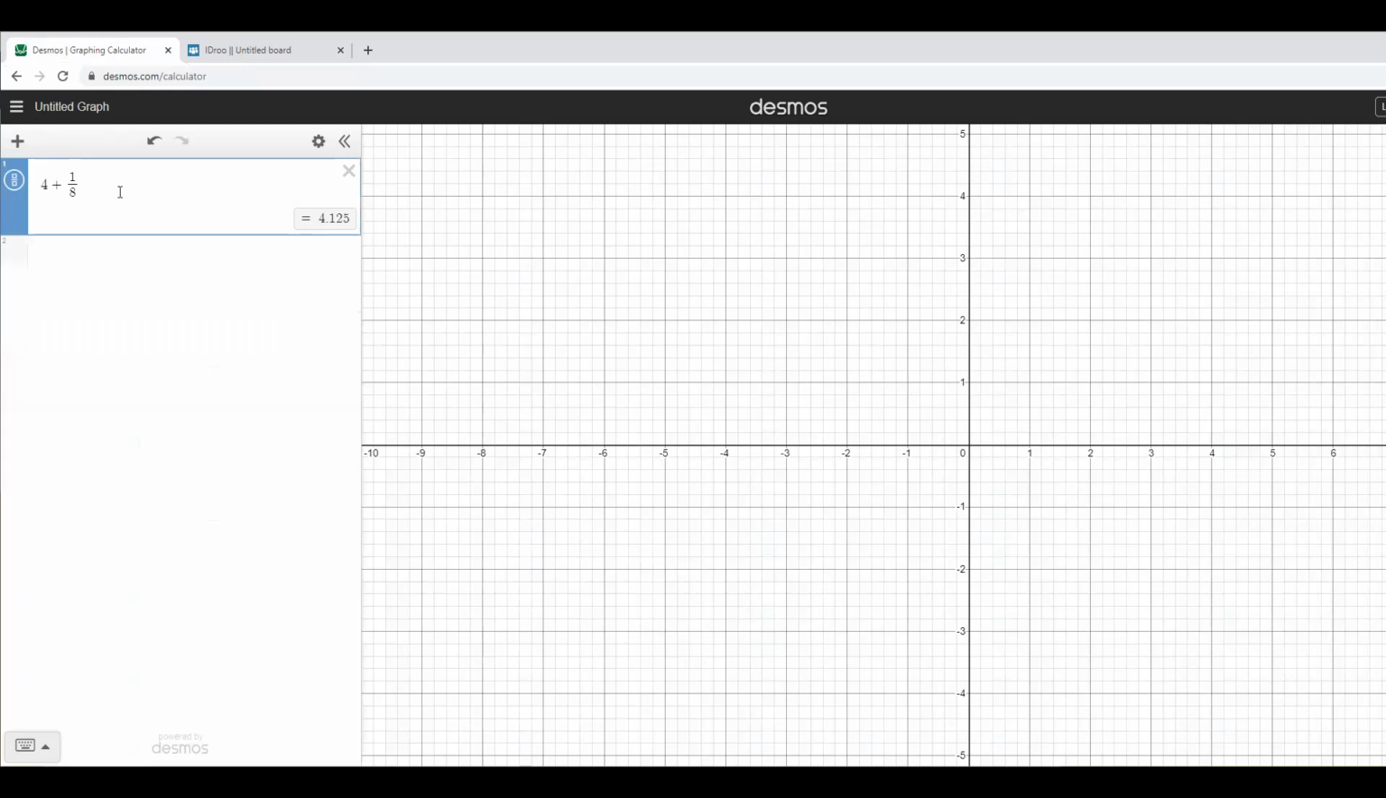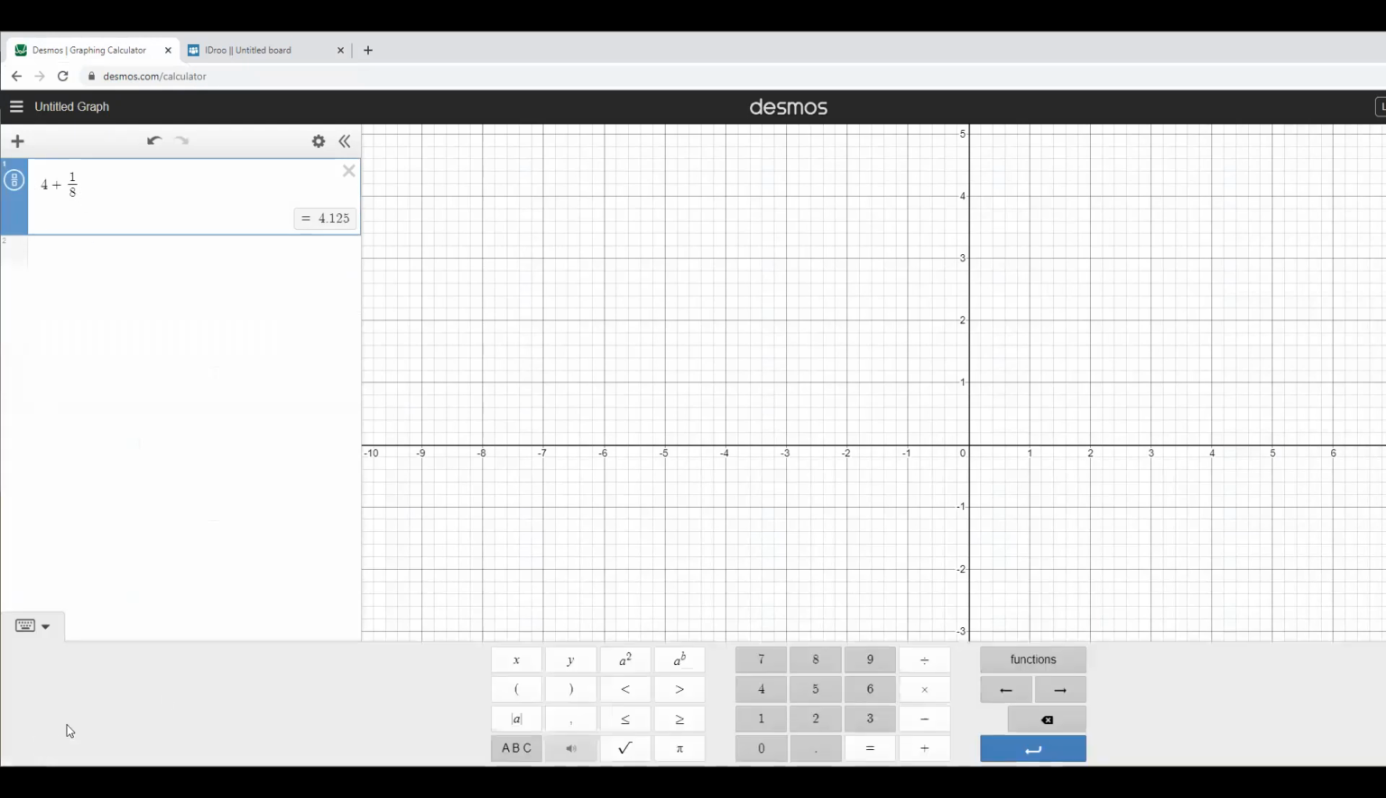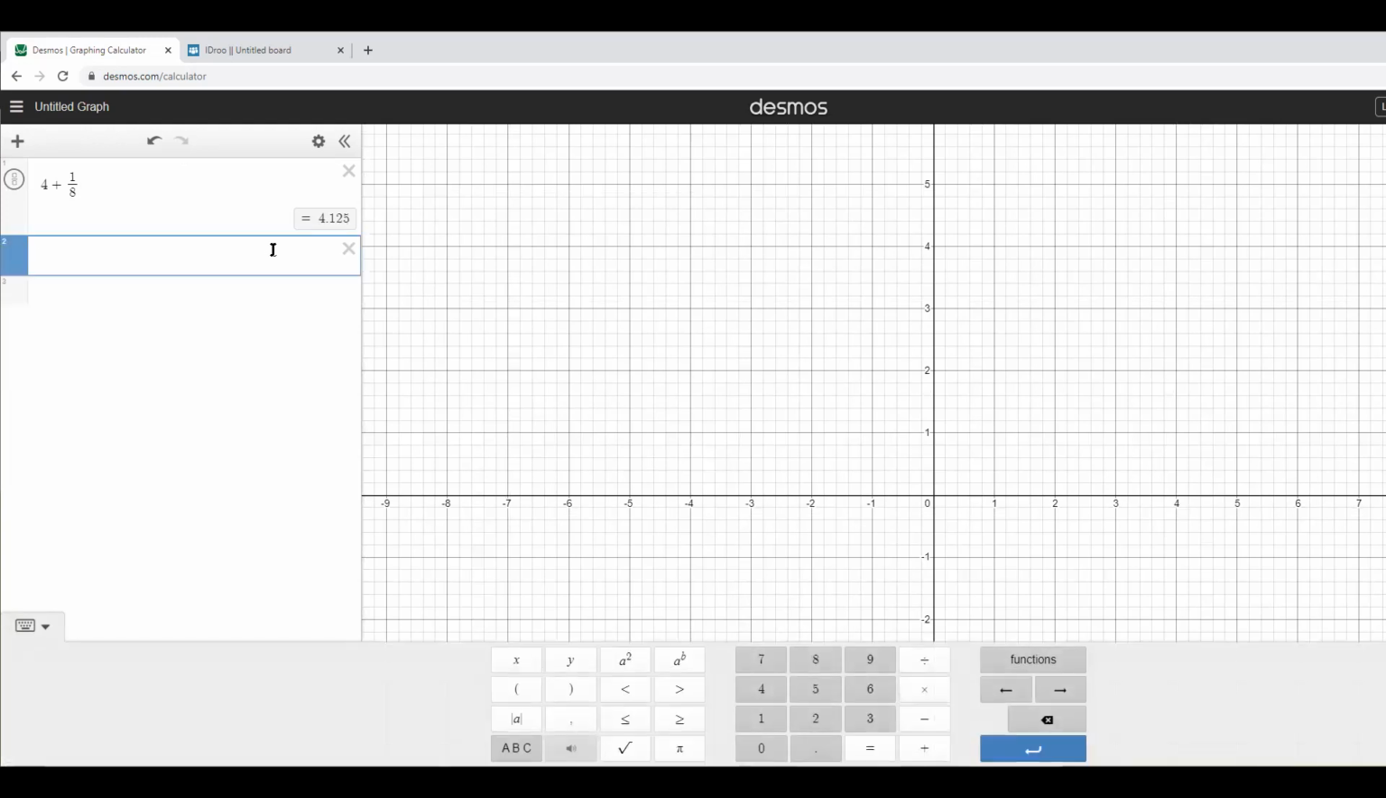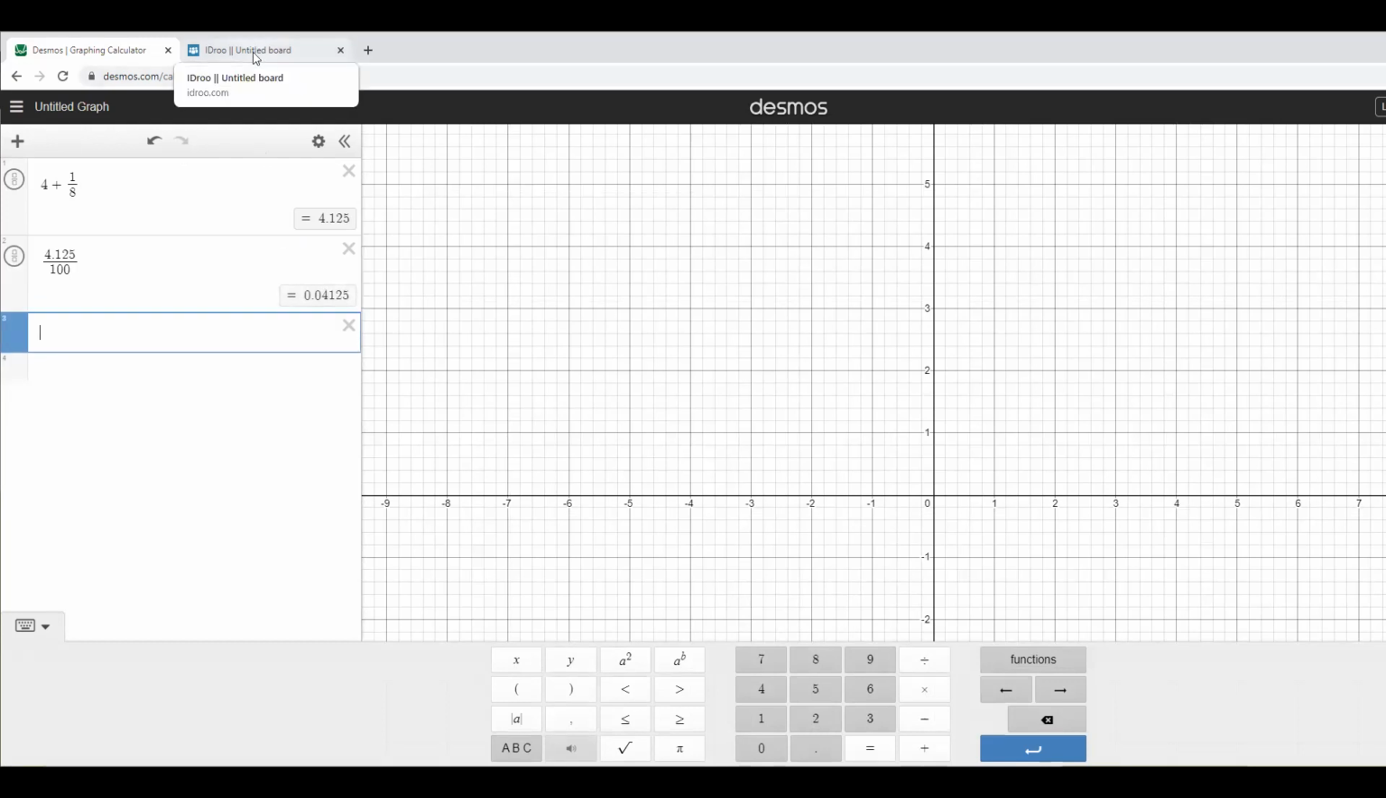And you're going to start by writing 4 1/8. Notice how at the bottom, you can either put it in the keyboard or you can just type it in. To get the fraction, you just use the division bar or the sideways slash. And so now we have 4 1/8 is 4.125. And now we need to convert that to a decimal. And we do that by dividing it by 100. So now we're going to take that to our board and write it down.